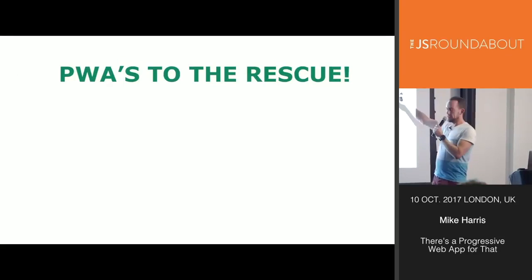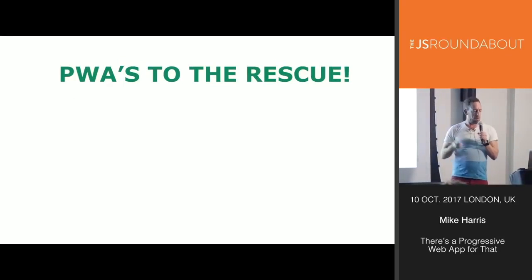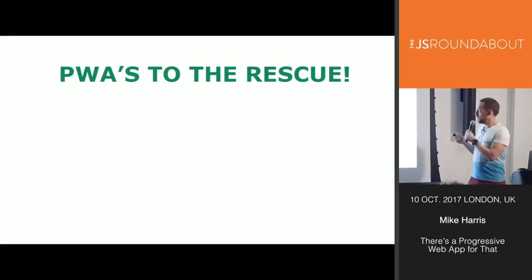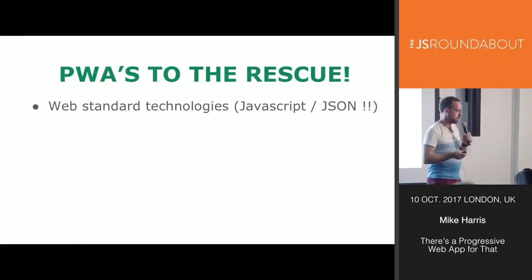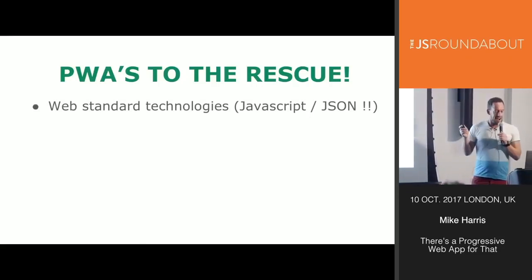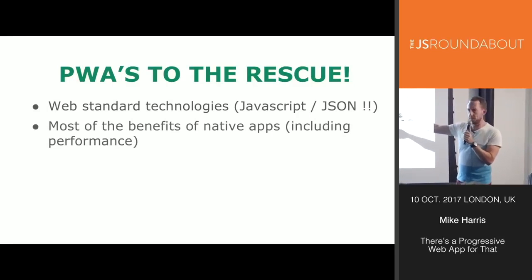So obviously, progressive web apps to the rescue. And this is JavaScript roundabout, right? So one of the best things about progressive web apps is it uses web standard technology. It uses JavaScript. Yay. Thank God I talked about JavaScript at a JavaScript meetup. It's got most of the benefits of native apps, including performance.